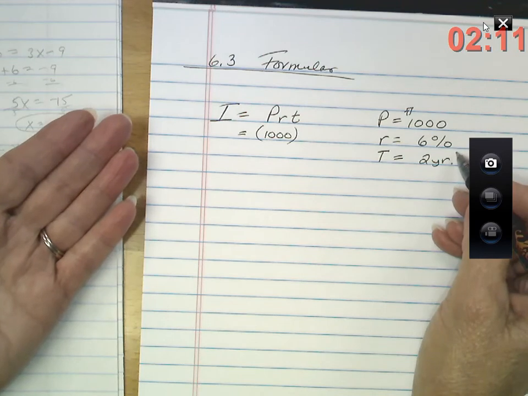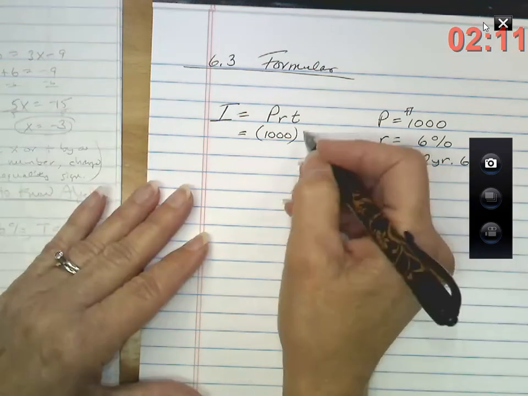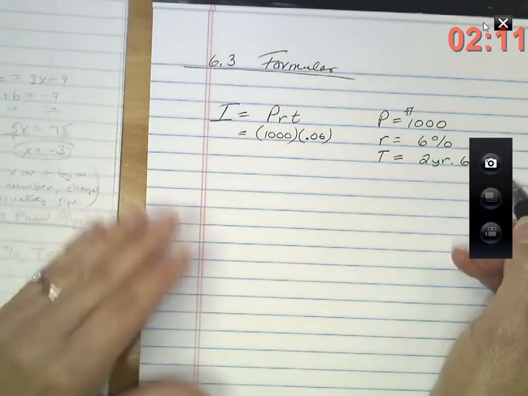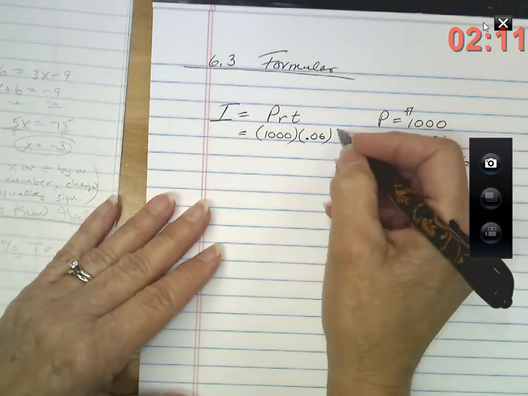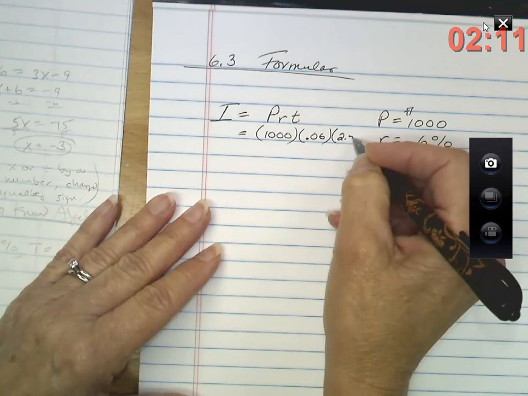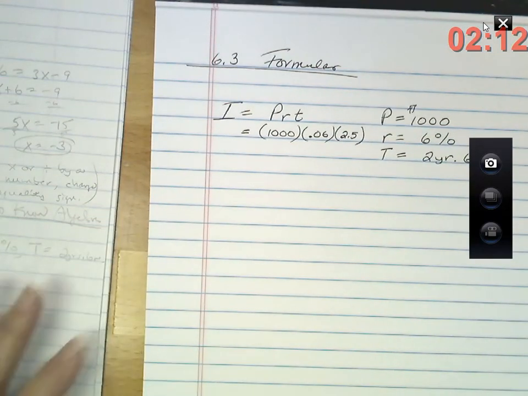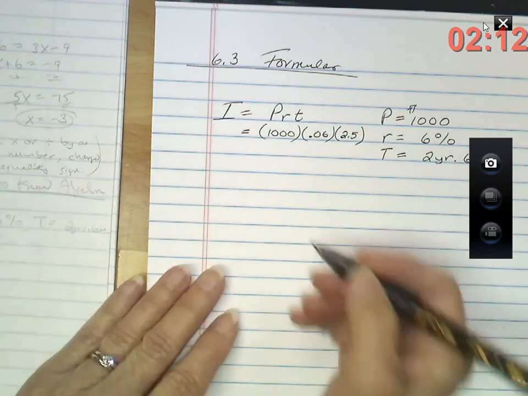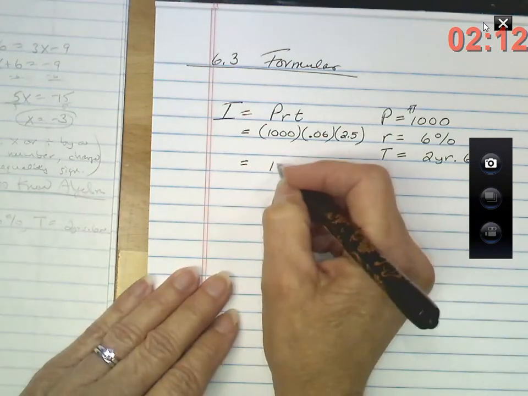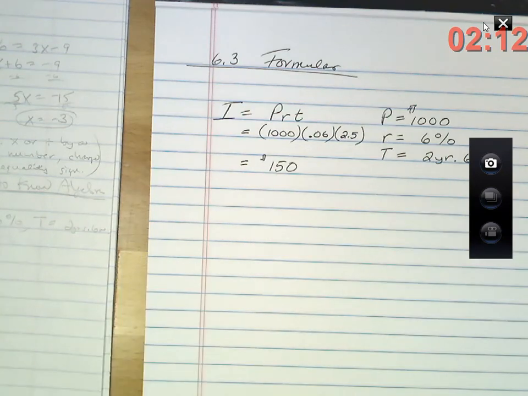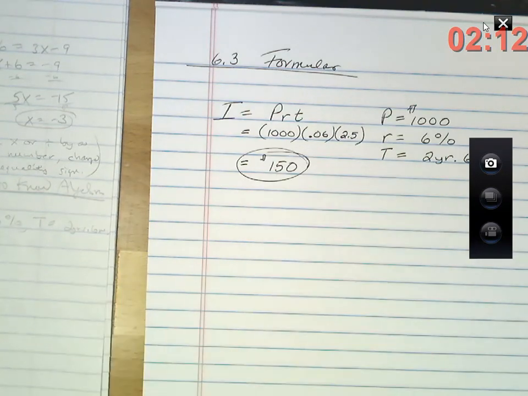Change it to a decimal. So that's 0.06. And then the time, 2 years, 6 months, is actually 2.5 years, right? Okay, so all you gotta do is multiply those three things together, use your calculator. You'll want them on this section. So it's $150 that either you pay or that you owe. All right, so there's what you do.